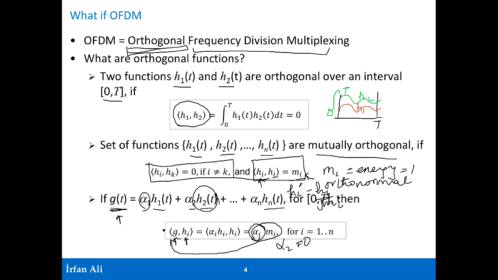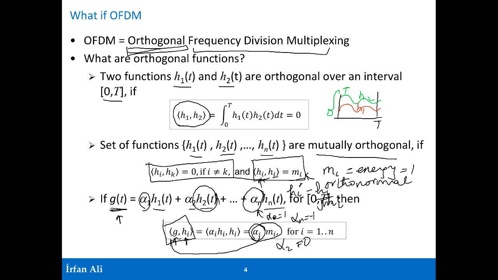So in one way, this is a very simple way of finding out whether a particular component is present in the signal. And that is exactly what OFDM is doing. OFDM takes a bunch of orthogonal functions and puts information onto them. If you want to transmit a 1 bit, you put alpha n equal to 1. If you want to transmit a 0 bit in that same signal, you put alpha n equal to -1.